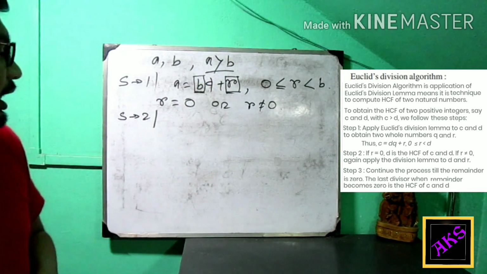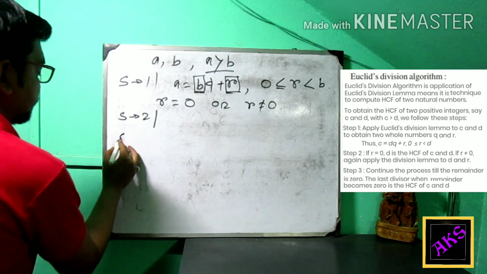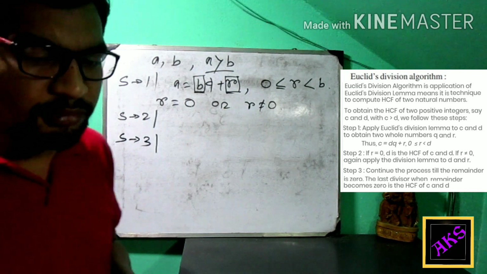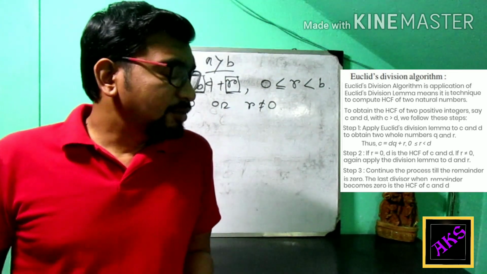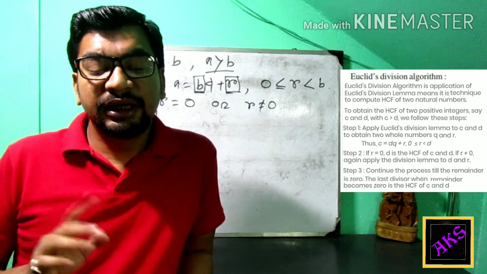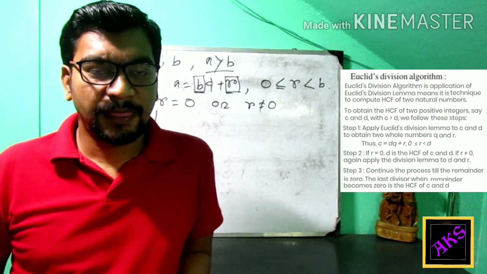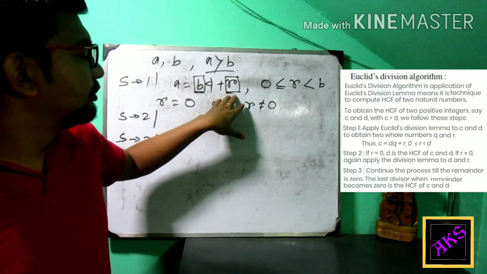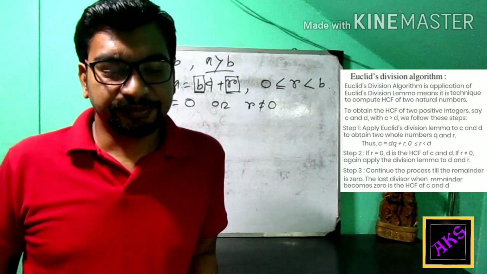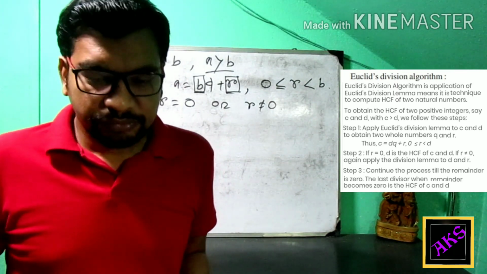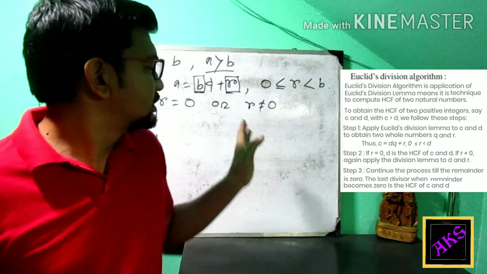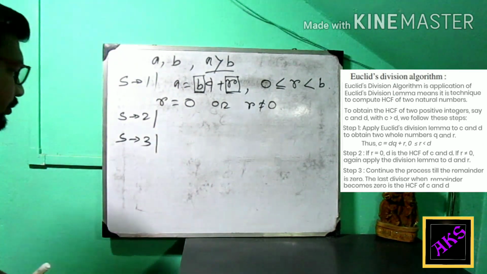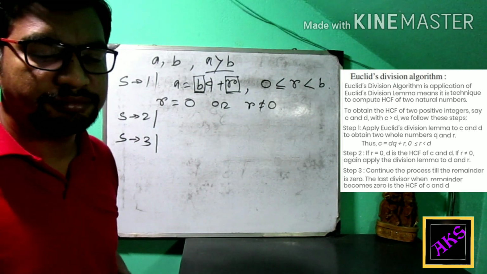Okay? And from here comes our step 3. Our step 3 states that we have to continue the process till the remainder is 0. We will have to continue this process again and again till the remainder is 0. The divisor at this stage, when the remainder is 0, will be called our HCF. Clear?